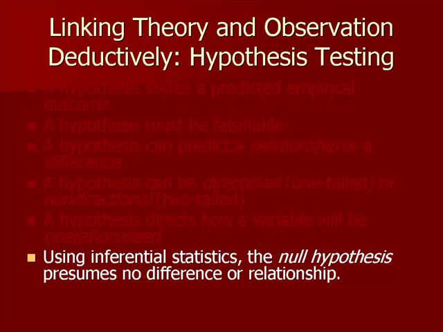There's nothing there. And then when you collect your data and analyze it, your goal is to knock down the null hypothesis in order to find support. It's kind of a logical trick because it's difficult to prove a positive, but it's easy to disprove a negative. So if you just find a few cases where there is a difference or there is a relationship, then you have support for your real hypothesis.